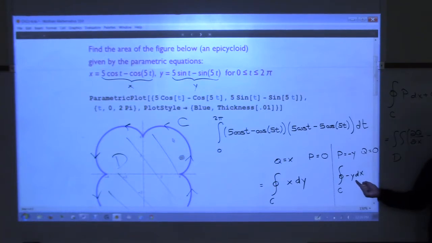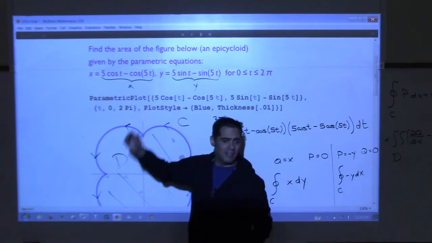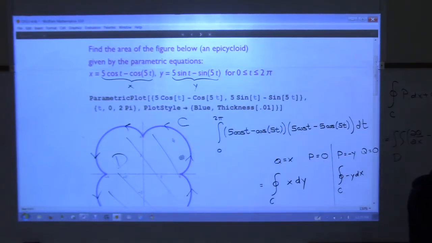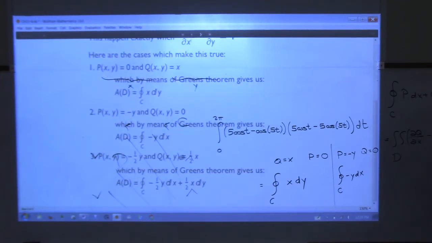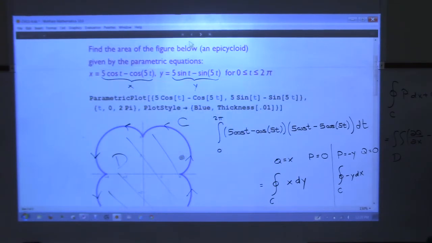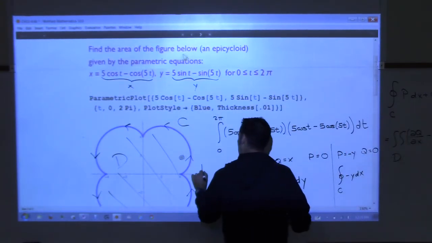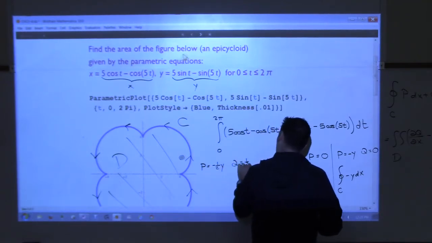Now, is this any easier? No. You're doing negative y, which is this, and then you're doing dx, which is that. Still not that efficient, right? Yes? Were you going to say something? No? What was the third option? Let me go back to it, show it again. The third option was p was negative 1/2 y and q was 1/2 x.